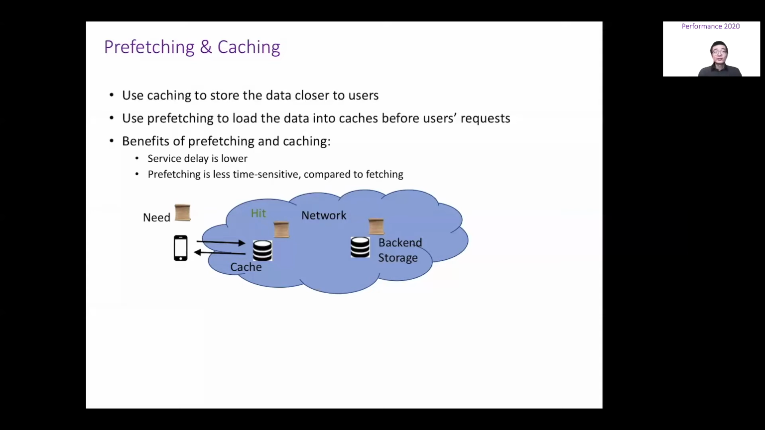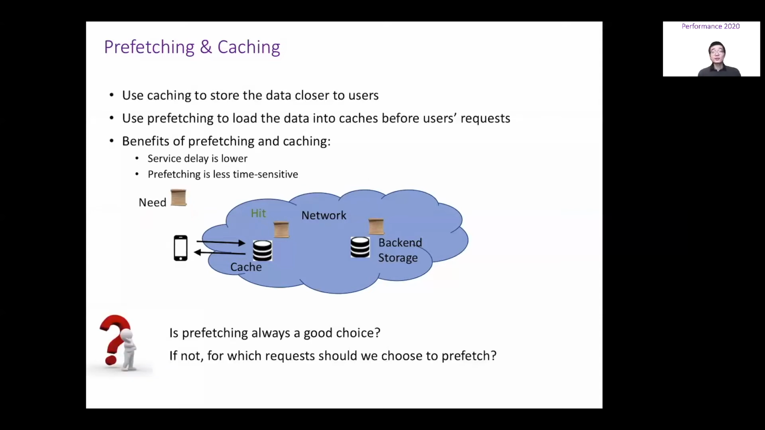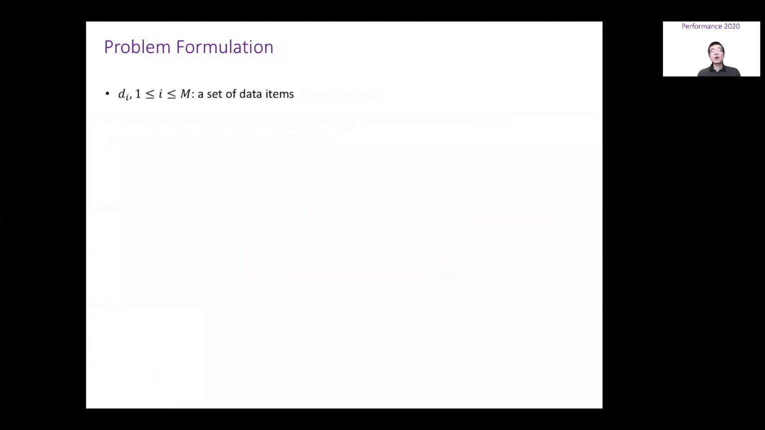Then we are wondering whether prefetching is always a good option. If it is not, when should we prefetch? Before answering these two questions, let's first look at the problem formulation. In this paper, we consider a set of data items, which is denoted by DI, and we use Rn to denote the requests for those data items. And we assume that the request sequence is known, which means we focus on the offline case.